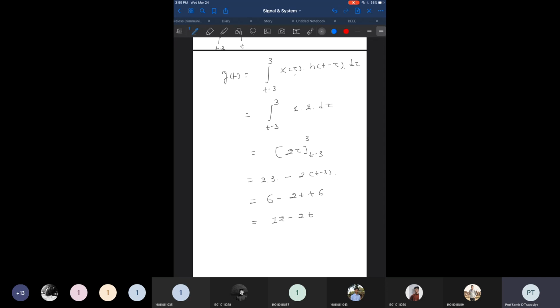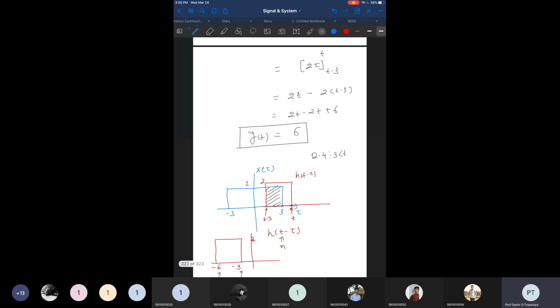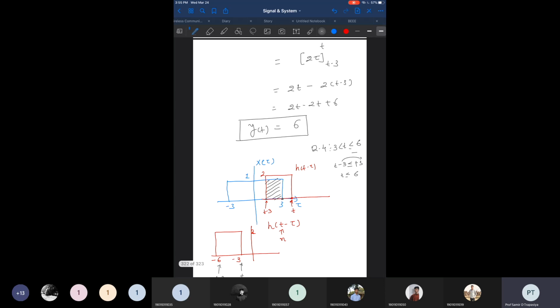This is y of t. Until the second end crosses the point 3, we can have the same scenario; that is, until t minus 3 is less than or equal to 3, which means t is less than or equal to 6. So until t is bounded between 3 to 6, we can have this scenario, right? This is region number 4.